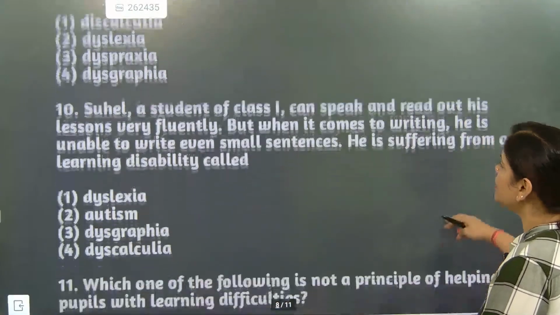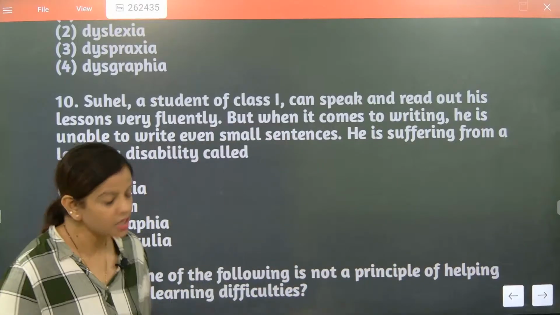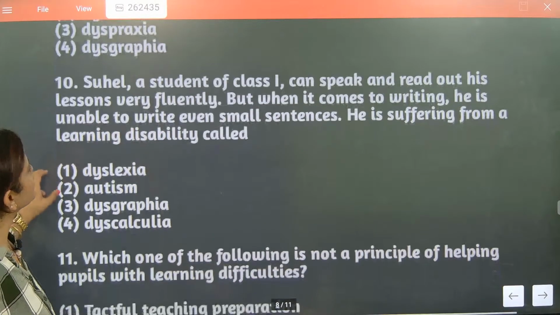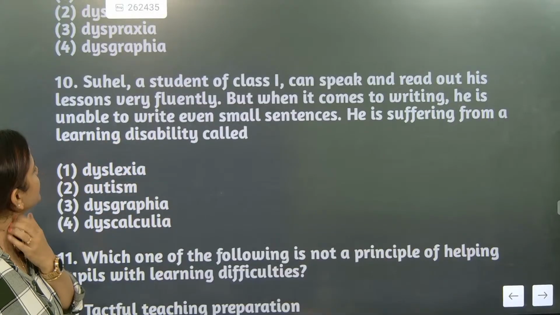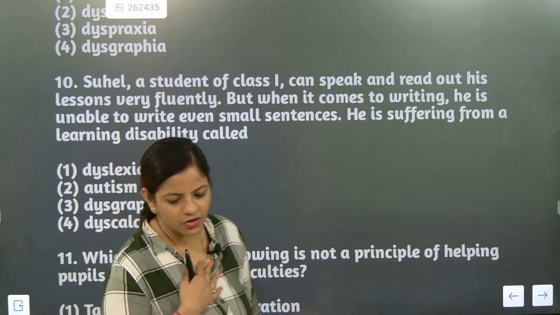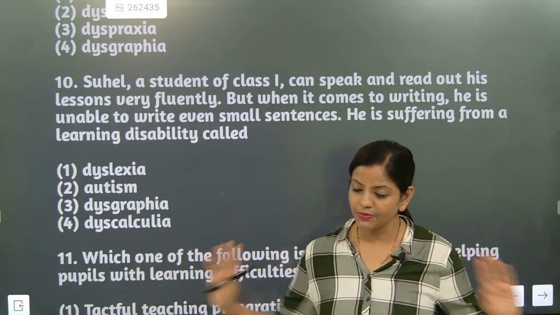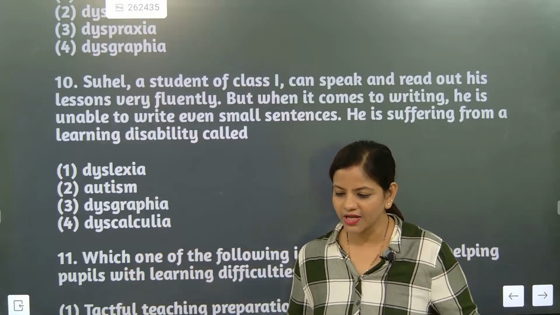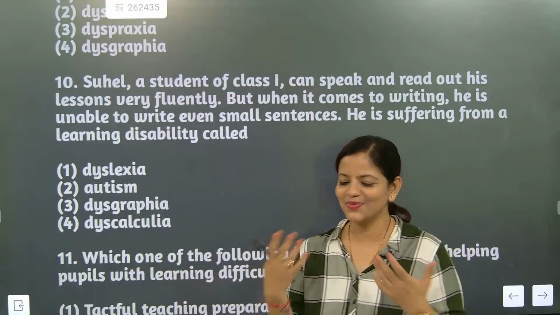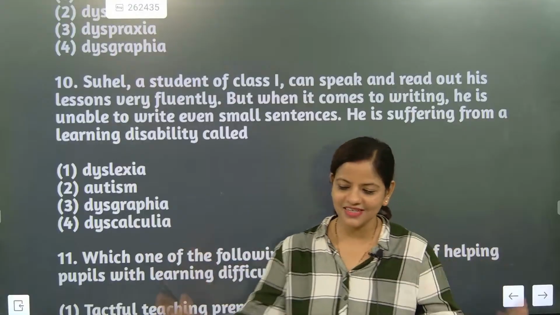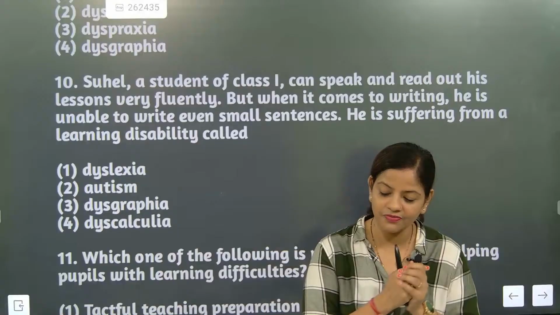Now Suhail, a student of class 1, can speak and read out his lesson very fluently. But when it comes to writing, he is unable to write even a small sentence. He is suffering from... I am a very good learner, a very good speaker, but at the time of writing I am making multiple mistakes. What am I suffering from? I'm suffering from only one thing: I did not study properly. This is what I feel. Okay, let's see. Come on, you say. I already taught: if a person is suffering from that disease, what type of disease is that person suffering from?